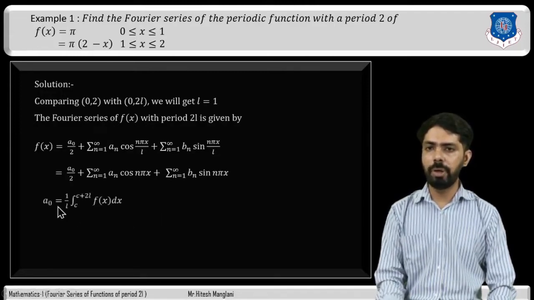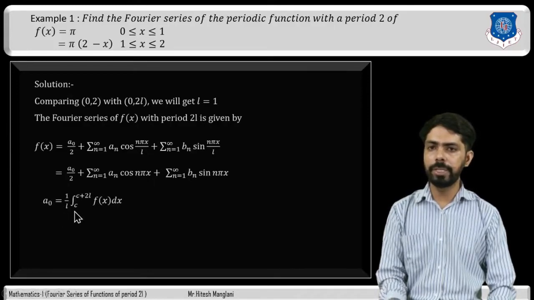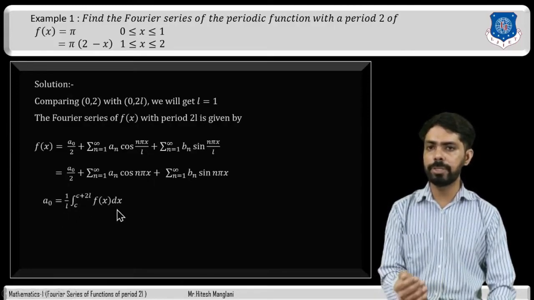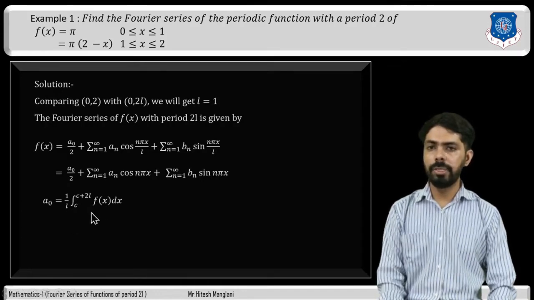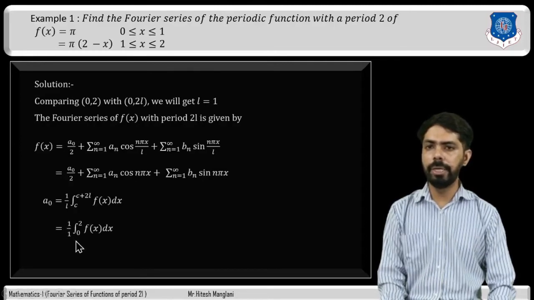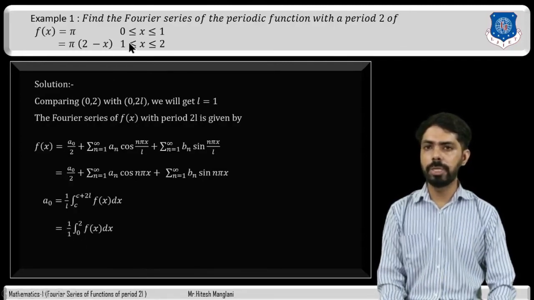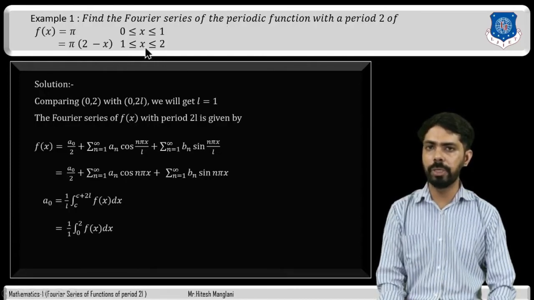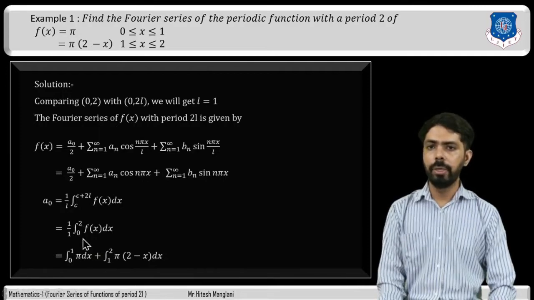So a0 is given by 1/l times the integration from c to c plus 2l of f(x) dx. Now here in this example the value of l is 1, so it will be 1/1 times the integration from 0 to 2, because we have to find the Fourier series of the function in the interval 0 to 2. So the limit will be from 0 to 2 of f(x) dx. Now this can be written as integration 0 to 1 of f(x) dx. For 0 to 1 the function is pi.